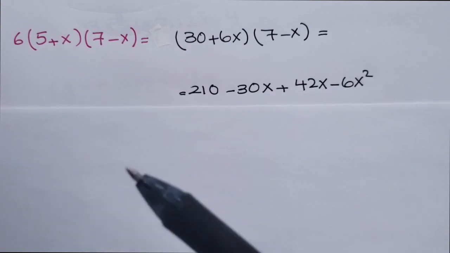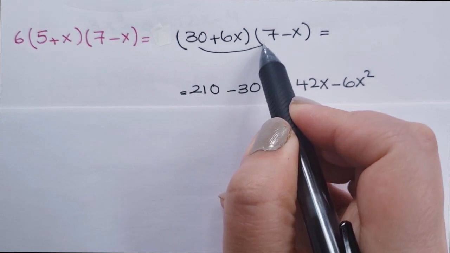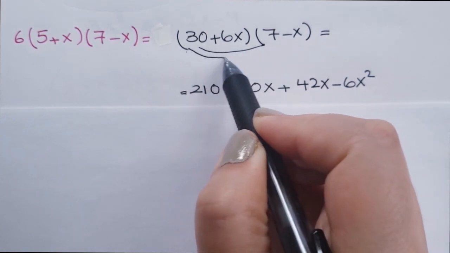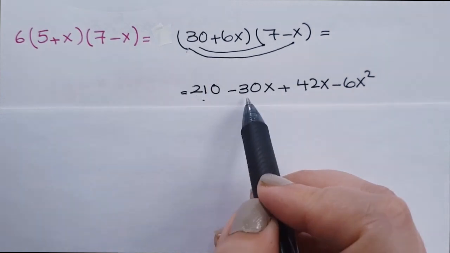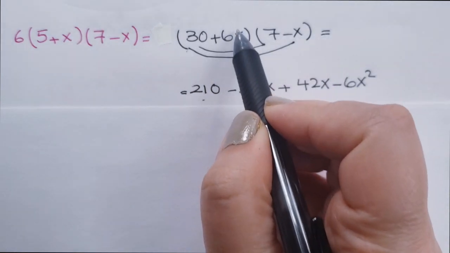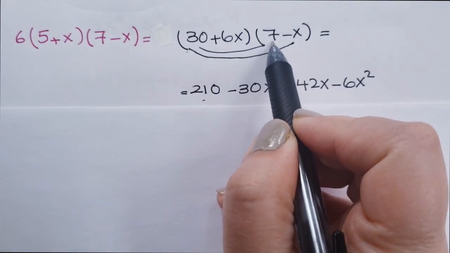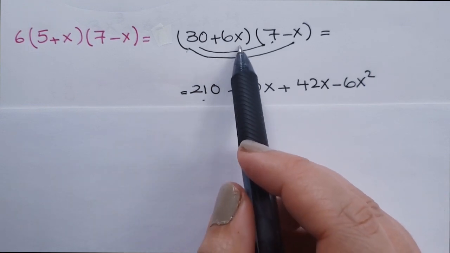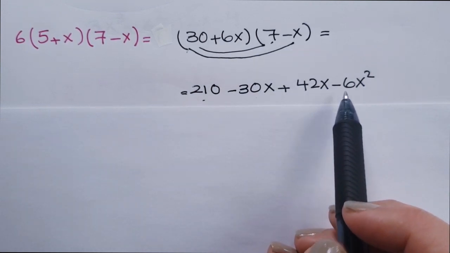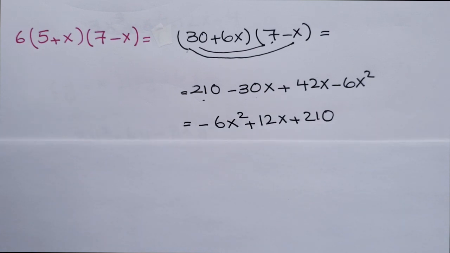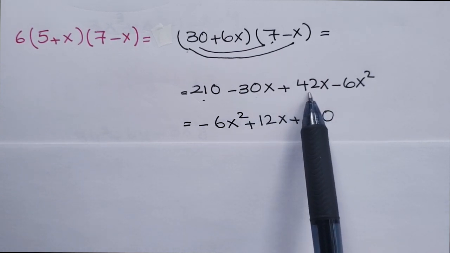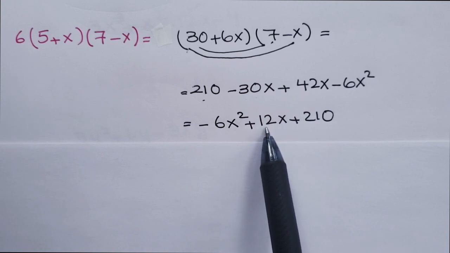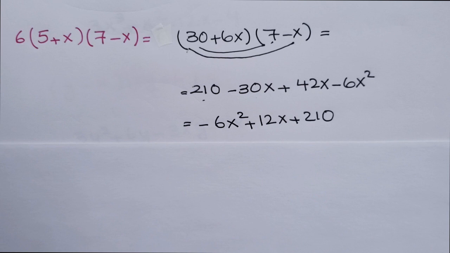If I do the FOIL, it would be the first one multiplied by this one, then 30 multiplied by negative x, so negative 30x, then the inner one, which is 6x times 7, 42x, and then 6x times negative x, negative 6x squared. Remember, we have to simplify and rearrange. Negative 6x squared, and then I have negative 30 and 42, add them together, I get 12x, and then the constant, it's 210.